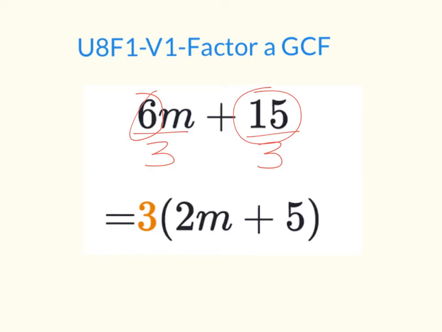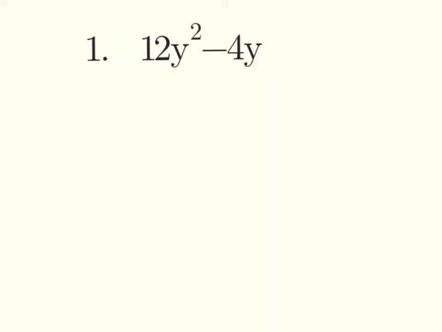So 6 divided by 3 is 2. We have the m left over, and then 15 divided by 3 is 5, right? So this is what factoring a GCF out is. All right, let's look at the first one.